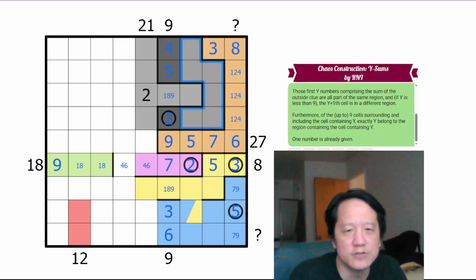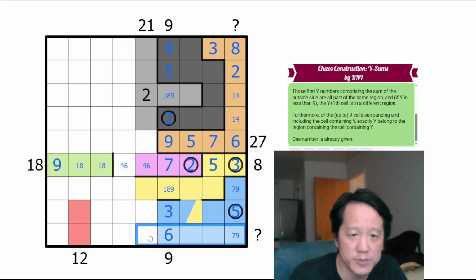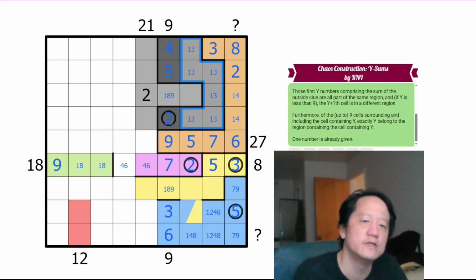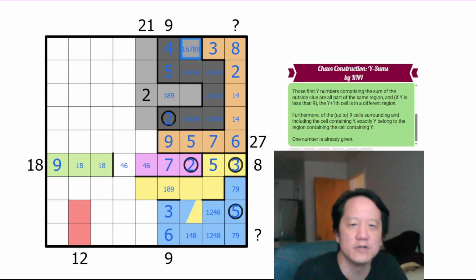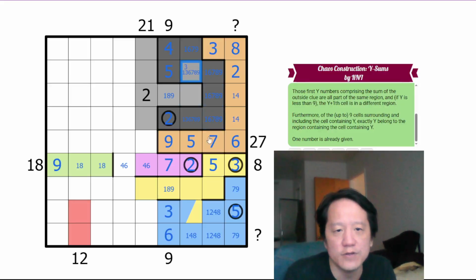Remaining digits of the dark region. 2 can't be here because of 2 in the row. This can't be 2, so this must be 2 here. This must be pointing at a 4 or 5. We're not sure which. These digits have to be 1, 2, 4, or 8. This can't be 2 because of 2 in the column. Remaining digits of the dark region are 1, 3, 6, 7, 8, 9. Obviously, no 3 or 8 here, no 3 here. So 3 is one of these two.